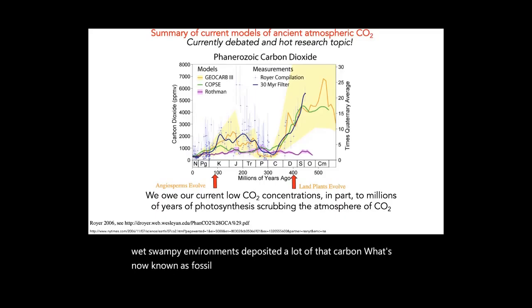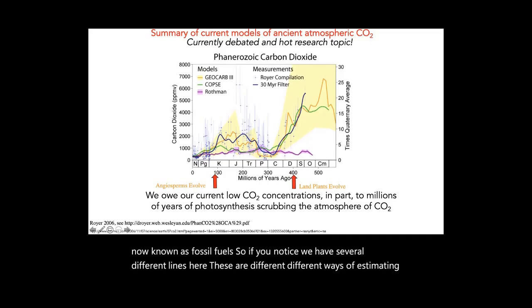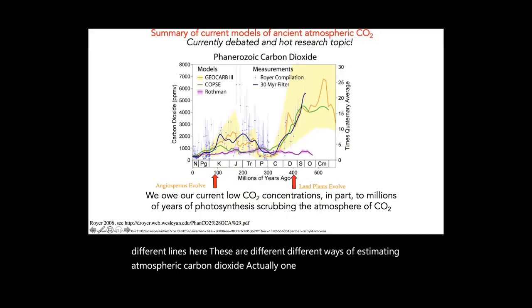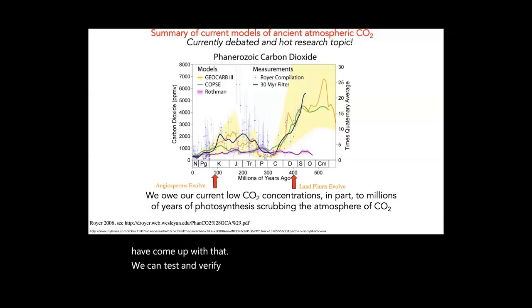Okay. So if you notice, we have several different lines here. These are different ways of estimating atmospheric carbon dioxide. Actually, one of them, something known as the Rothman method and technique, actually does a pretty bad job. And now we've effectively ruled out this pink model because there are other ways now that scientists have come up with that we can test and verify. These are our best estimates in terms of atmospheric carbon dioxide.